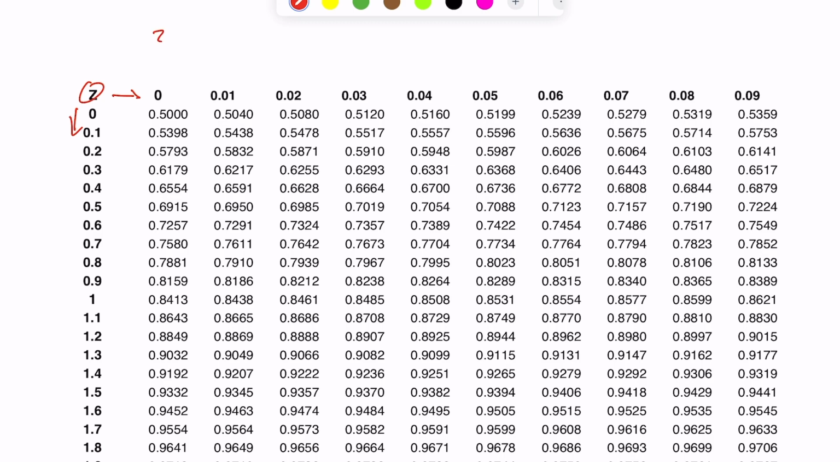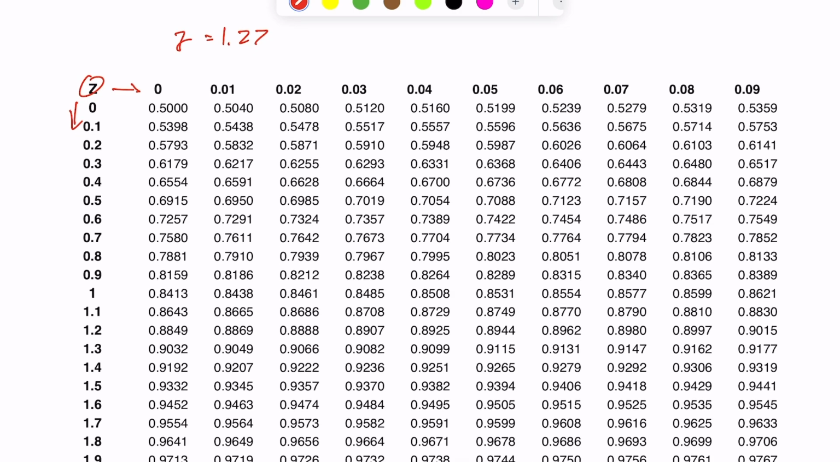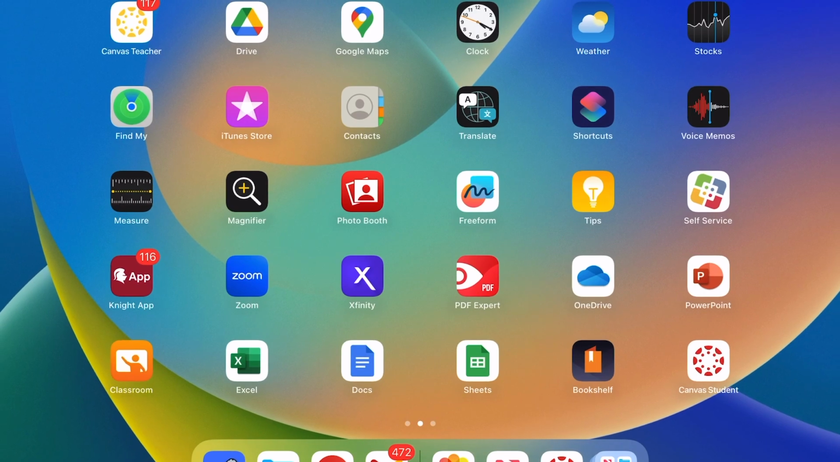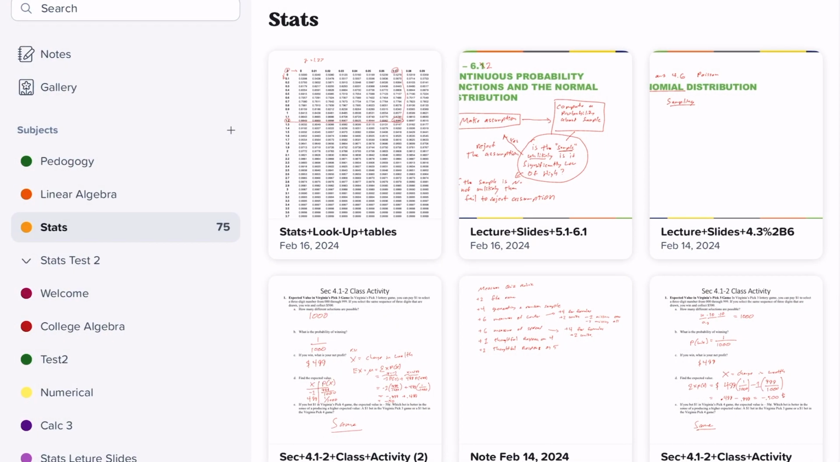Okay, so I'm looking for z equals 1.27. And so I'm going to go here, 1.2, see that? And then 7, there's the 7 part. And I'm going to find, let's see, what is this? Right there. 1.27. And so I found that value. And I memorized that value, 0.8980. Okay, I come back.